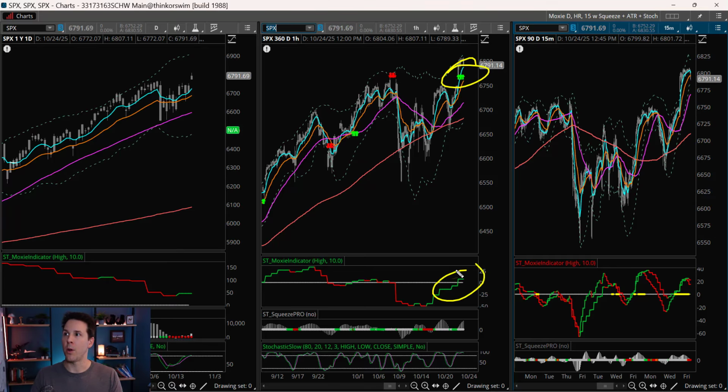Notice that we've got the Moxie price trigger firing on the hourly chart. And really, what can you say about new all-time highs? And we are in a squeeze. So I'm very happy about what I'm seeing in through here and how we are taking advantage of this market.